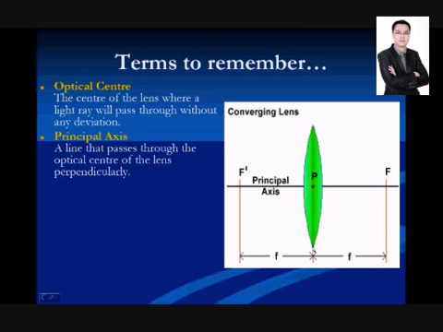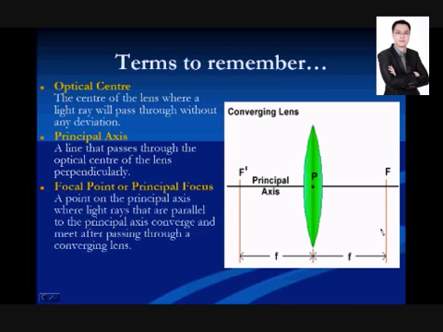The next point you need to know is called the principal axis. It is an imaginary line that is drawn cutting through the center of the lens. The third point is called the focal point, which is the same distance away from the center of the lens to the left and right of the lens, denoted by f primed and f. This is a point on the principal axis where the light rays that are parallel will converge and meet after they pass through the converging lens.